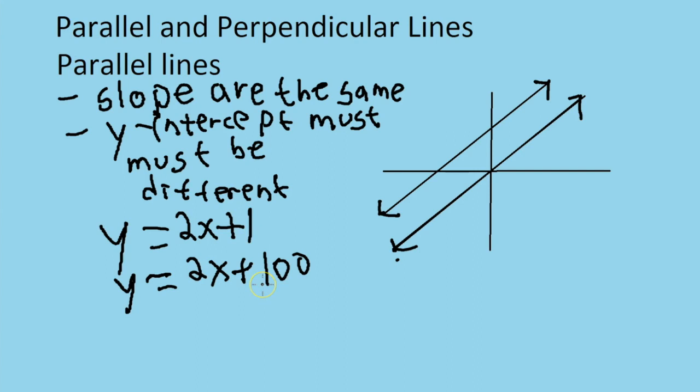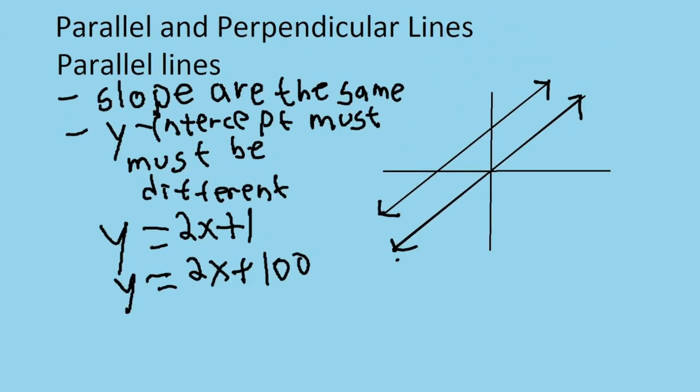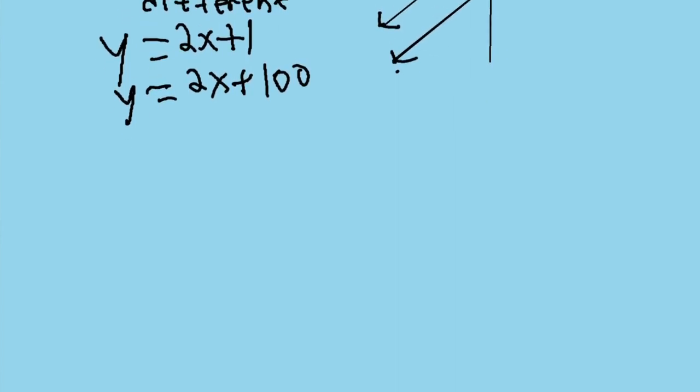This is an example of a parallel line. The y-intercepts are different, but the slopes are the same. So the y-intercept can be anything you want in this example, because as long as the slopes are the same, the lines are automatically parallel. Alright, and that's enough about parallel lines. Now we're going to talk about perpendicular lines.